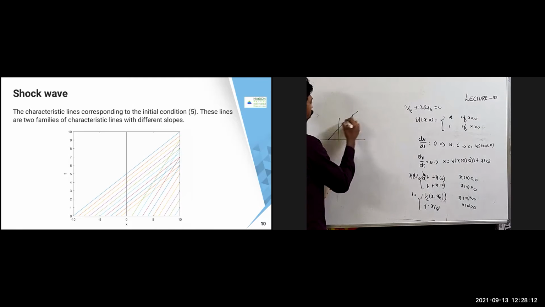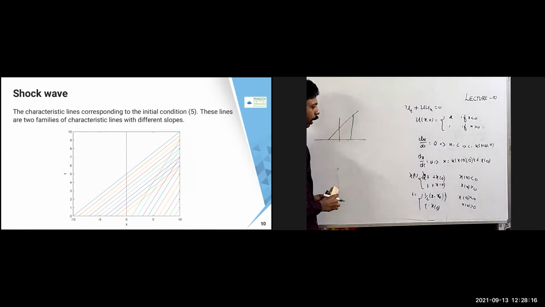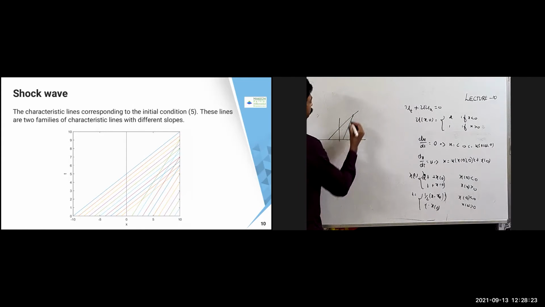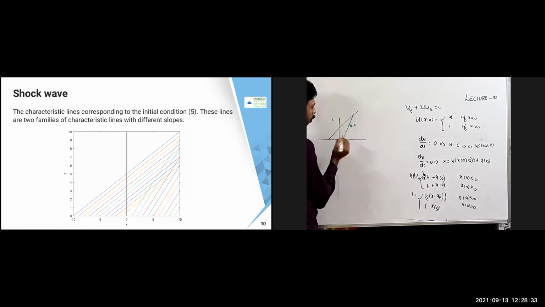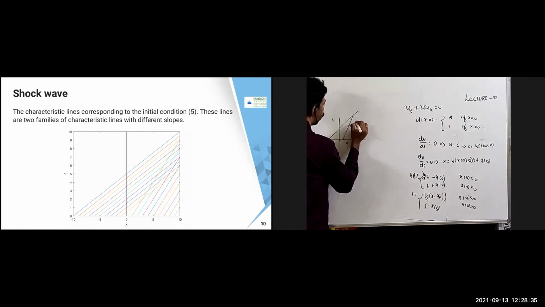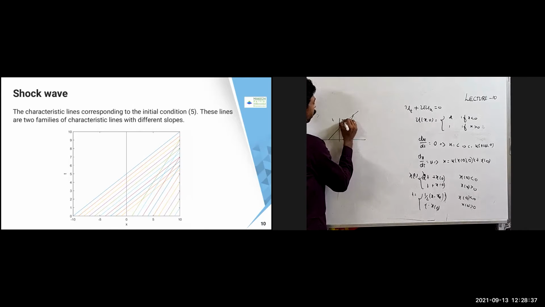So this is one characteristic family. Another is another characteristic family like this. Now, if I am just sitting in this plane, this is my x and this is t. Suppose this is my x comma t, I can clearly say where I started from. So I got started from this location.